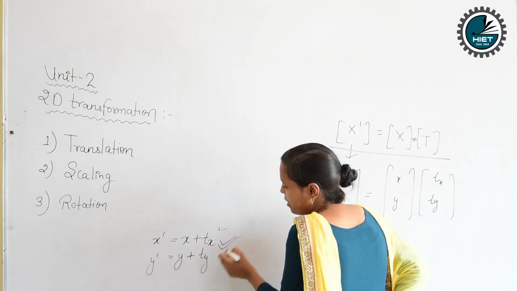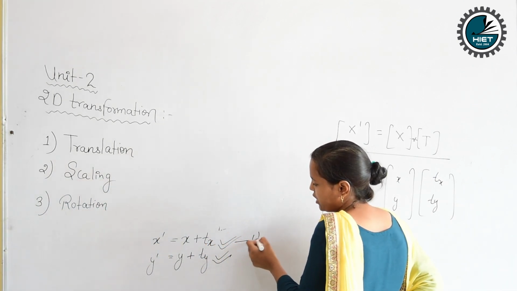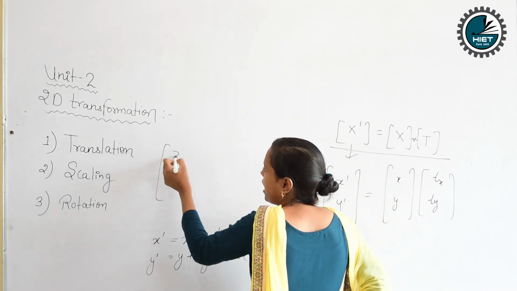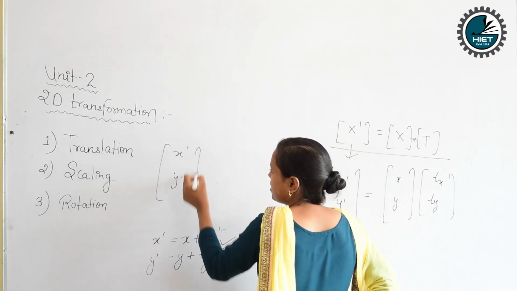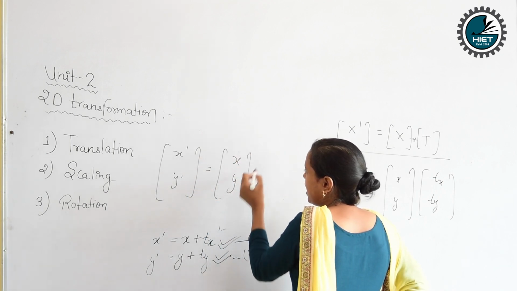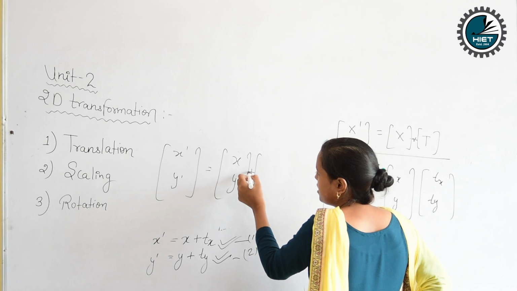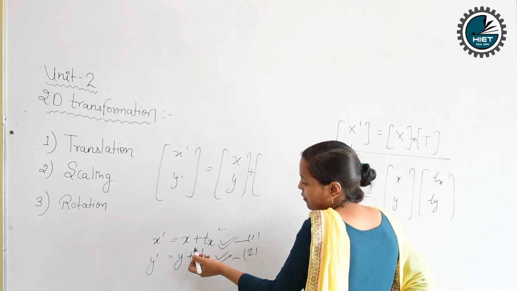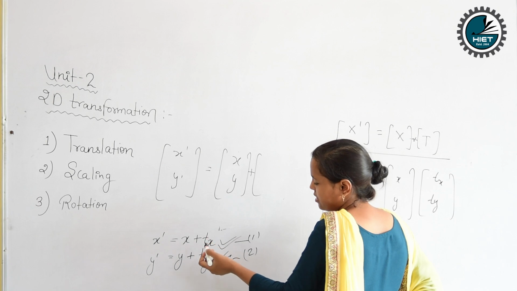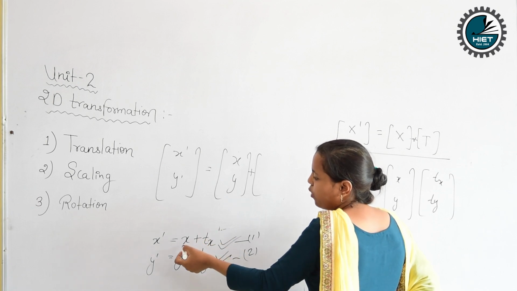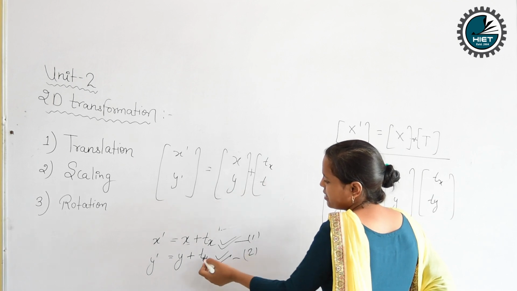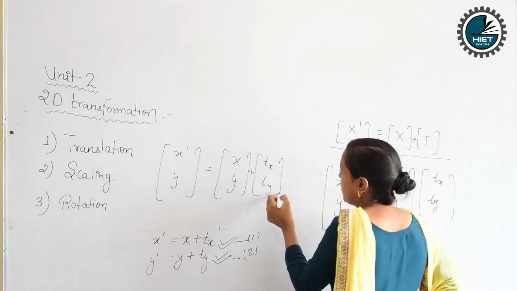If we represent a matrix following these equations 1 and 2, the matrix will be x dash, y dash, equal to the old matrix x and y, plus the translation, because we are adding T to the old coordinate: Tx along the x-axis, and along the y-axis it will be Ty.